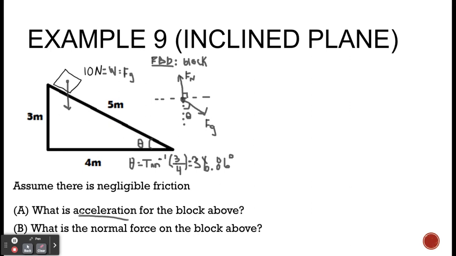It asks for the acceleration. Technically, the object's going to accelerate along the axis of the incline, which is what we assigned to be the x-axis. So there's only going to be acceleration in the x direction. We're going to use Newton's second law in terms of the x components to find that acceleration. We know that the force of gravity will have two components, a y and an x component. The x component of force of gravity is going to be mass times gravity times the sine of theta.